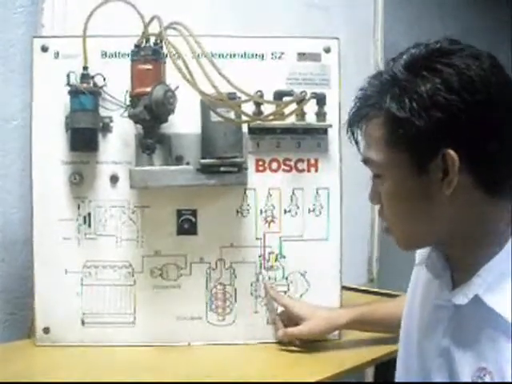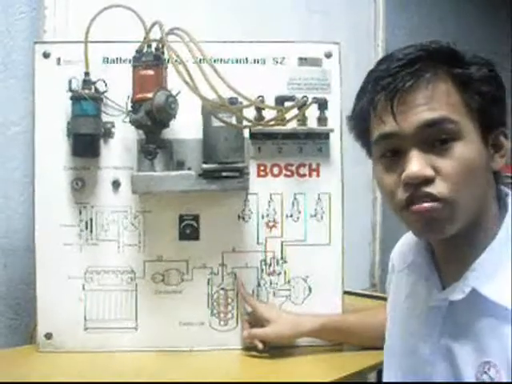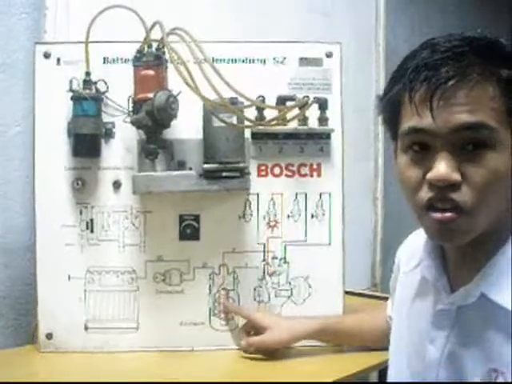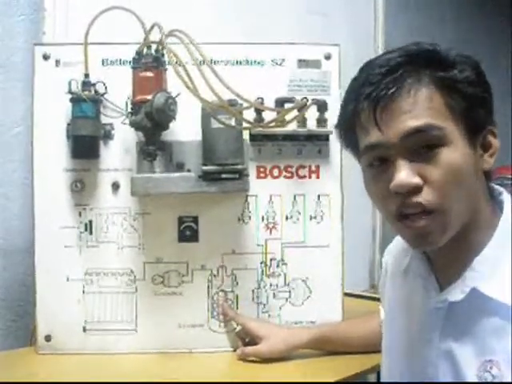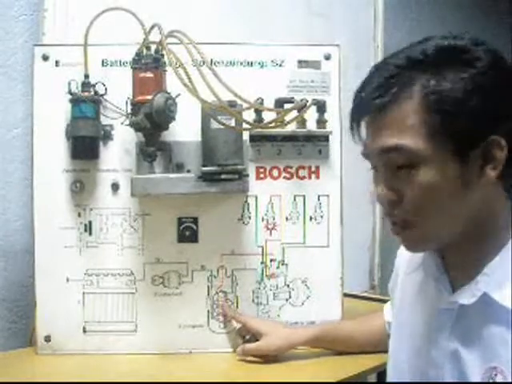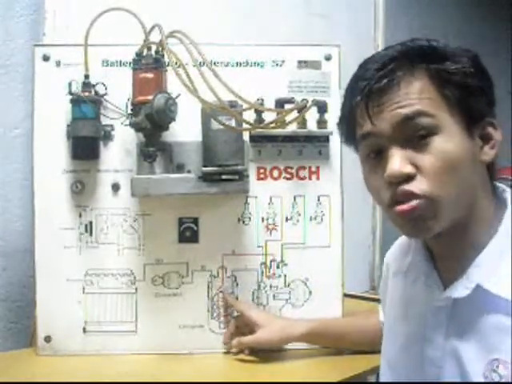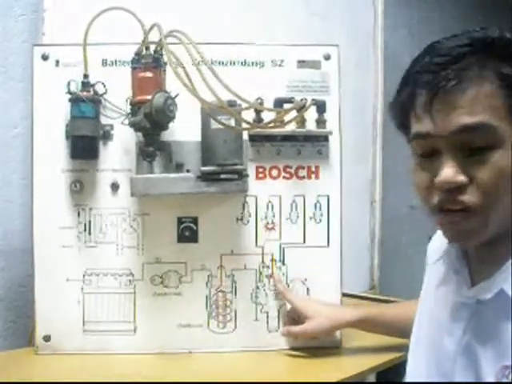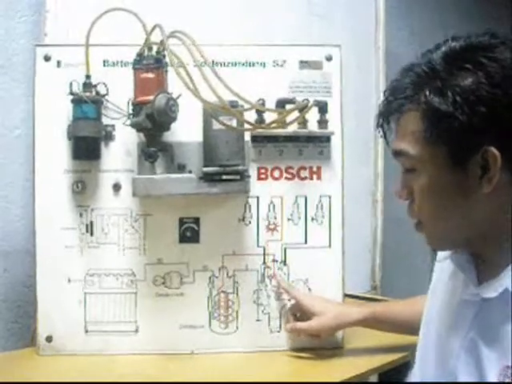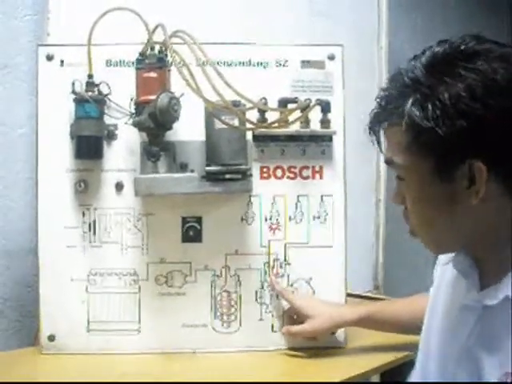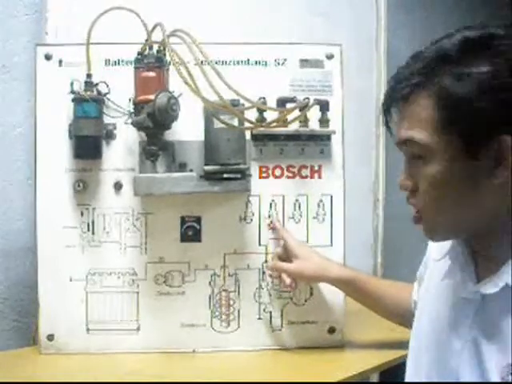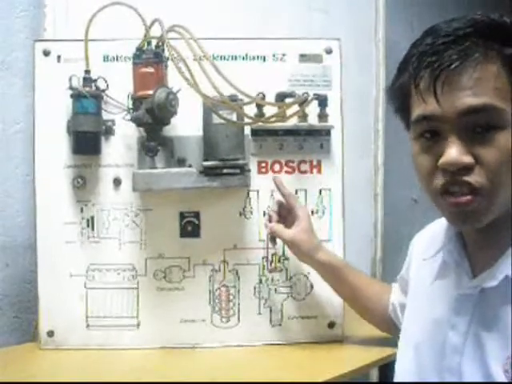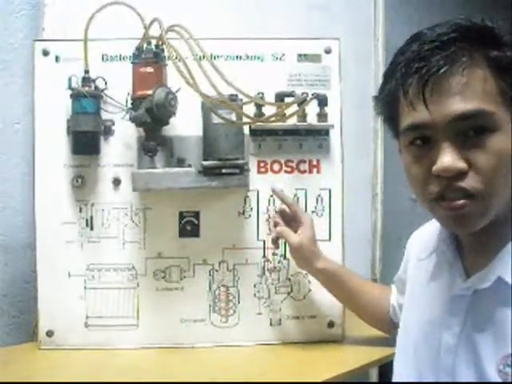After the contact point is open, the primary winding, which contains hundreds of turns, will transfer to the secondary winding, which contains 1,000 turns of wire. So, the ignition coil will produce almost 30,000 to 40,000 volts. After that, it will go to the distributor. The distributor will distribute the thousands of volts to the spark plug. The spark plug will create a spark to ignite the air and fuel mixture compressed by the piston.